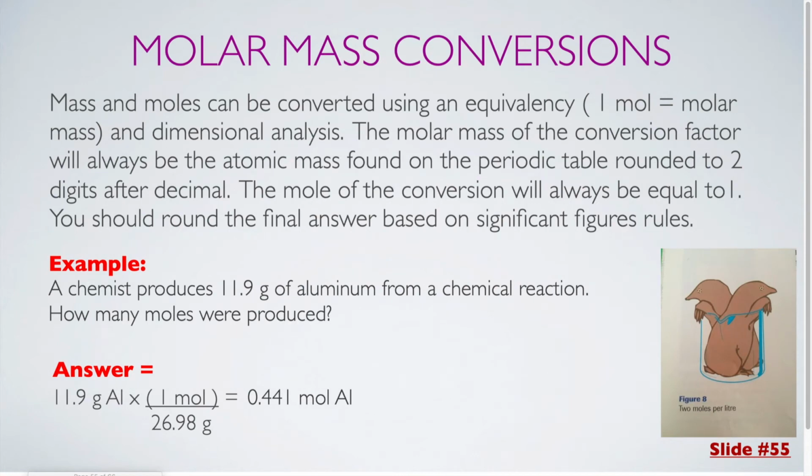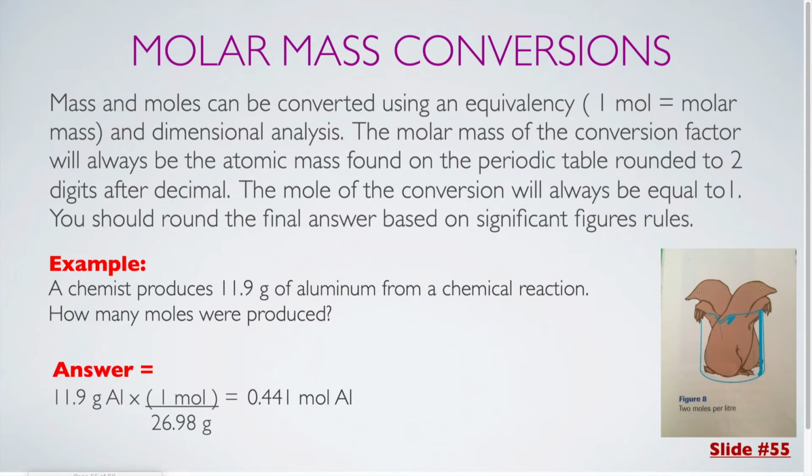Mass and moles can be converted using an equivalency. 1 mole is equal to the molar mass, along with dimensional analysis. The molar mass of the conversion factor will always be the atomic mass found on the periodic table rounded to 2 digits after the decimal. The mole of the conversion will always be equal to 1. You should round the final answer based on significant figures rules.